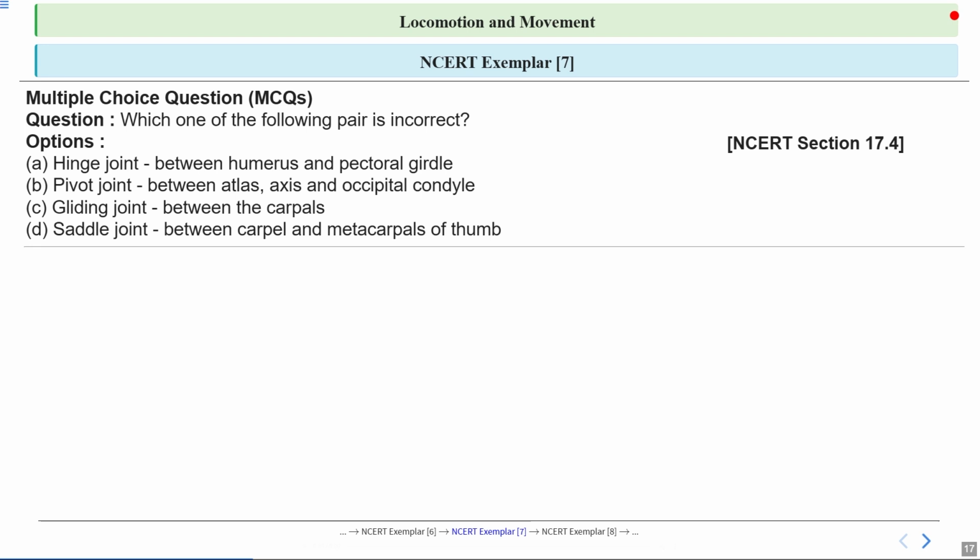So this is question number 7, and the question is, which one of the following pairs is incorrect? We have to identify the incorrect pair. So we have been given 4 options. Let's see the correct answer.